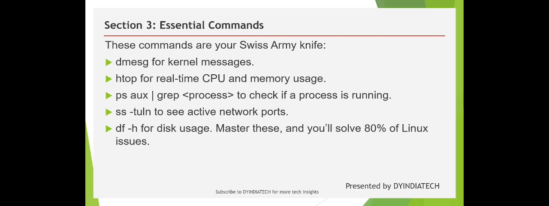Another is top for real-time CPU and memory usage. You can use the top command to look at your system health and usage of memory and CPU, and validate other usage from there. Next, if you want to check any particular running process, run ps -aux | grep, then the process name. You will see whether the process is running.